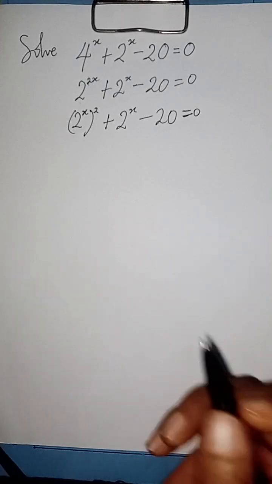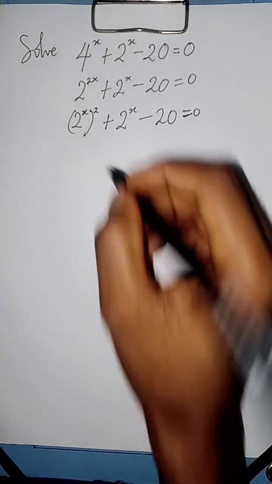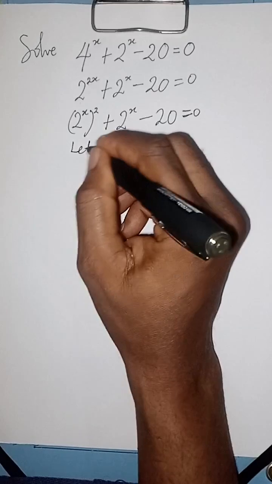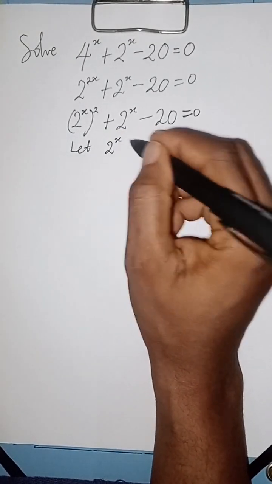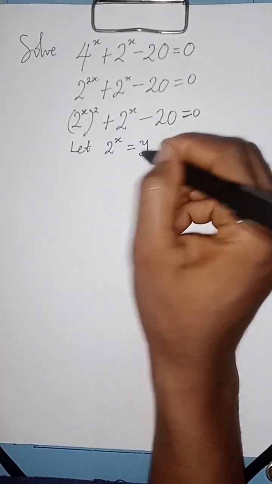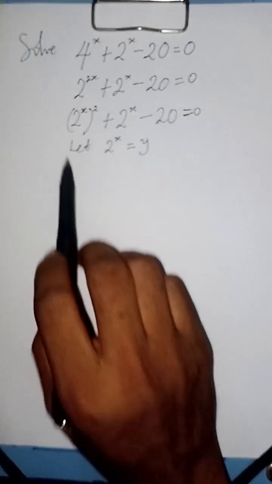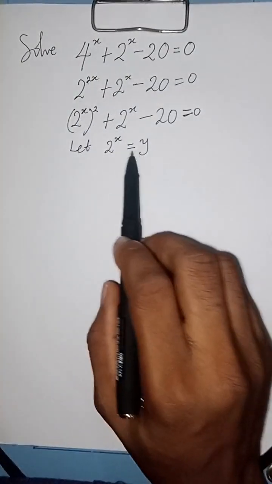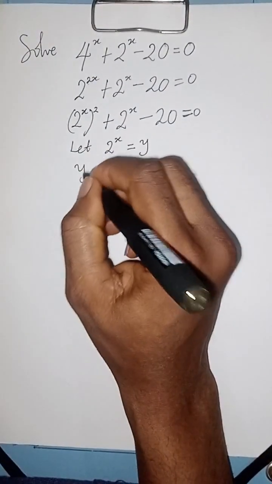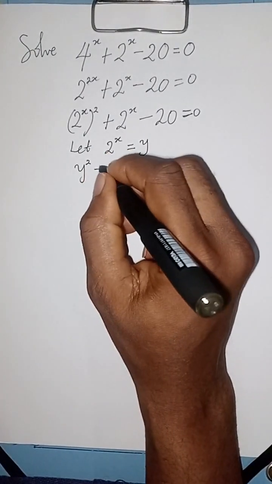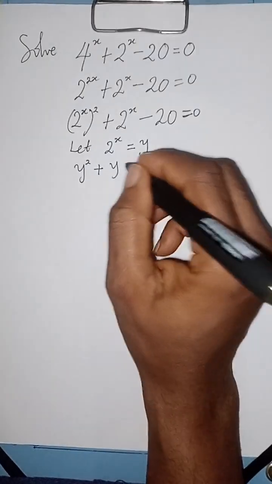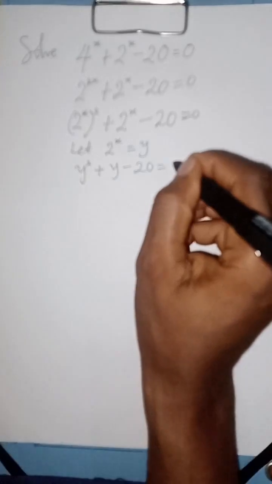So what I would do to make this solution easier for me is to say, let 2 raised to power x be equal to y. This way, it's easier for me to solve. So wherever I see 2 raised to power x, I'm going to put y there. So this is y raised to power 2 plus y minus 20 equal to 0.